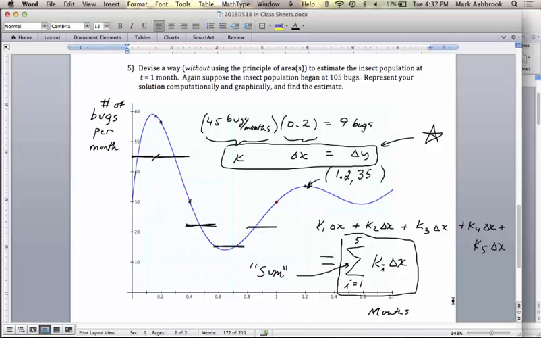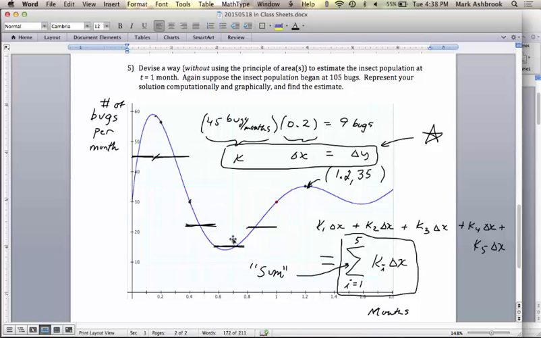And then you can do the math, right? So you've picked off your different values for k's, and you just do k times 0.2 plus k times 0.2 plus k times 0.2, and you get that estimate. And every one of those was positive, right? Even through here. Bug population is doing what? Even through here. Increasing. Got a positive rate of change, right? Okay, any questions on that?